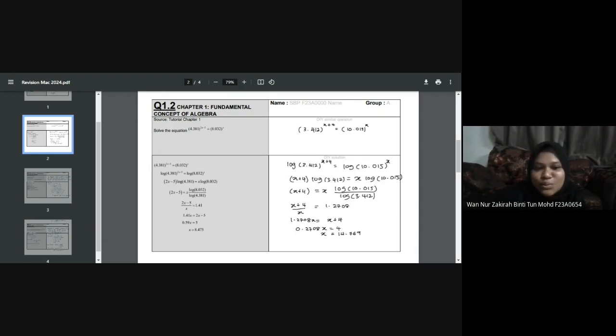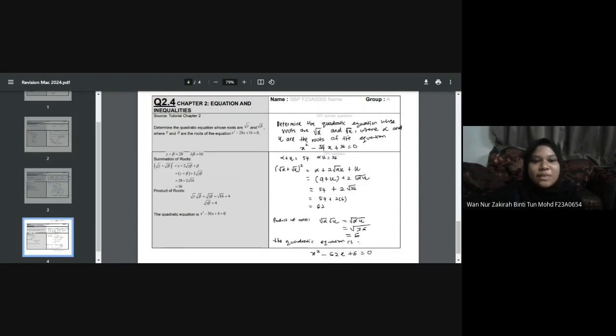So 1.2708x minus x equals 4. 1.2708x minus x becomes 0.2708x equals 4. So we can find x, which is 4 divided by 0.2708. So we got the answer, which is 14.769.